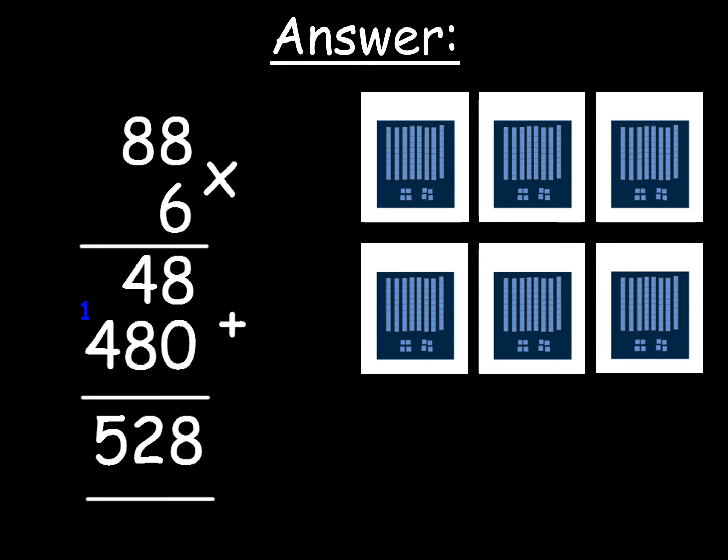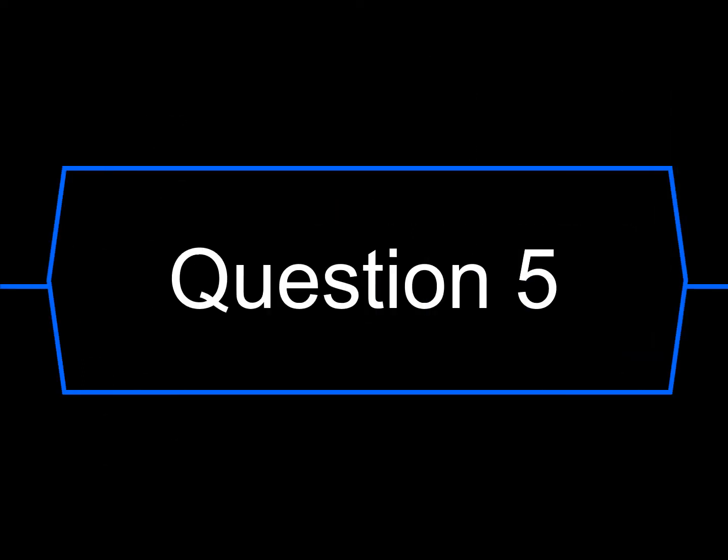And then we just add those two together. 8 add 0 is 8. 4 add 8 is 12. We know if it's bigger than 9, we're going to have to carry it. So we put 2 at the bottom, carry the 10. So then 4 add the 1 is 5. Hopefully you got that one right. Question 5.